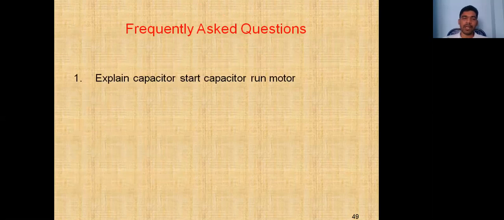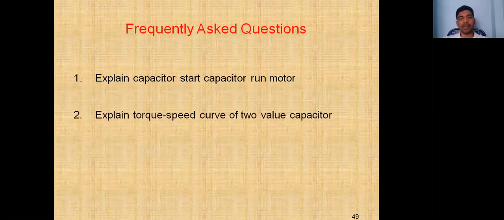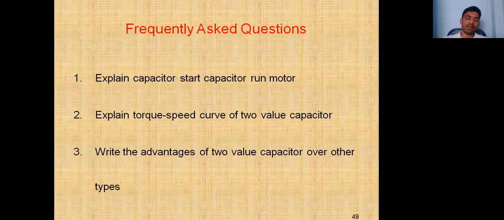Coming to the frequently asked questions: explain the capacitor start capacitor run motor. Explain the torque speed curve of a two value capacitor. Write the advantages of two value capacitor over other types.